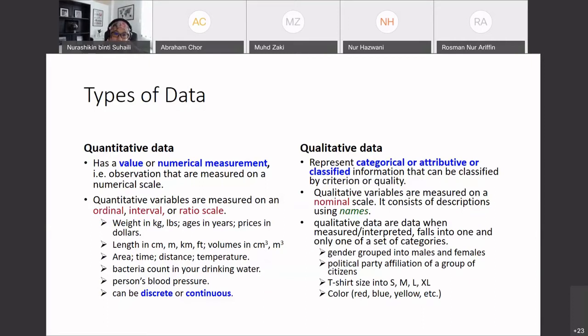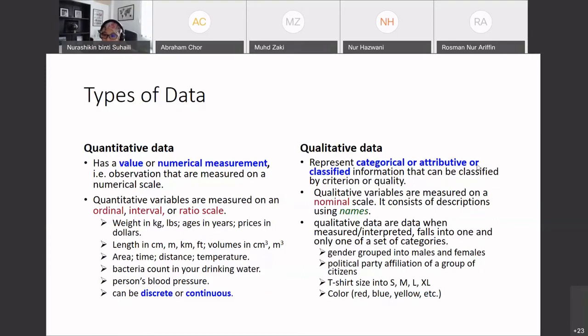Bacteria count, okay, that one could be discrete, because when we count, we don't count half or 3/4 or 1/4. You count it as a whole number. Yeah? So discrete is a whole number. Person's blood pressure, it can be continuous because there are decimal points. Yeah. So for quantitative data, it can be divided into discrete and continuous. So make sure you know what is discrete, what is continuous. Okay.